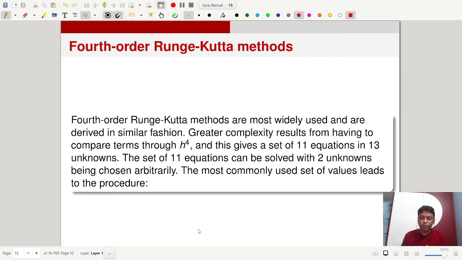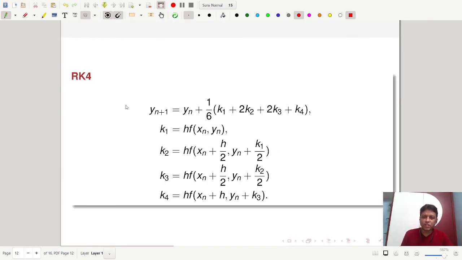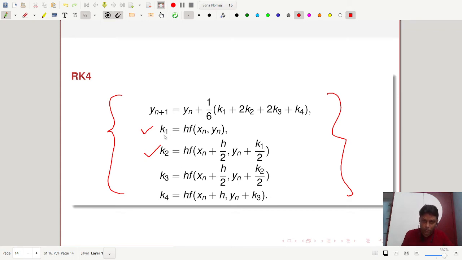The set of 11 equations can be solved with 2 unknowns being chosen arbitrarily. The most commonly used set of values leads to the procedure. What is the procedure? This is RK4, the Runge-Kutta method of order 4. So y n plus 1, look at that k1. K1 is the same, but k2 is a little bit modified: x n plus h by 2, y n plus k1 by 2. So you are at the previous step, you have calculated k1, so you are using k1 here. Again, you have calculated k2, so you will use k2 in the next step, that is for k3.